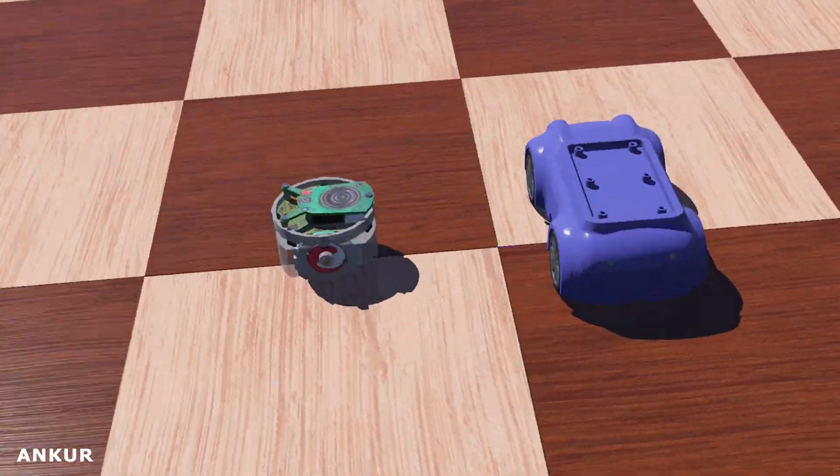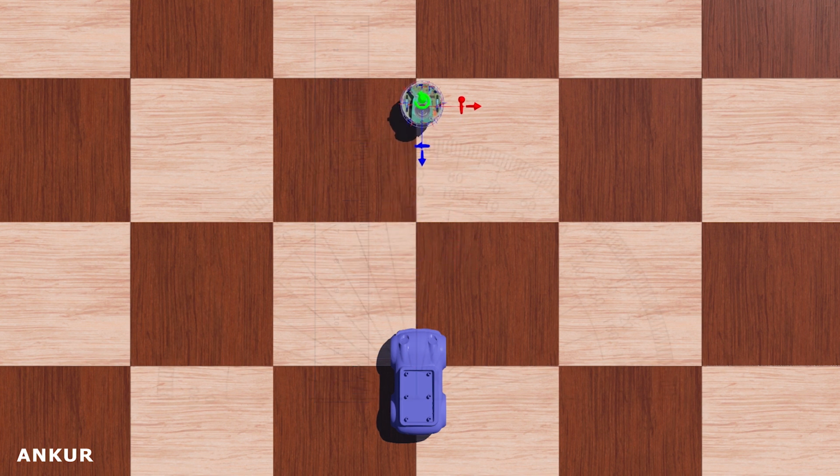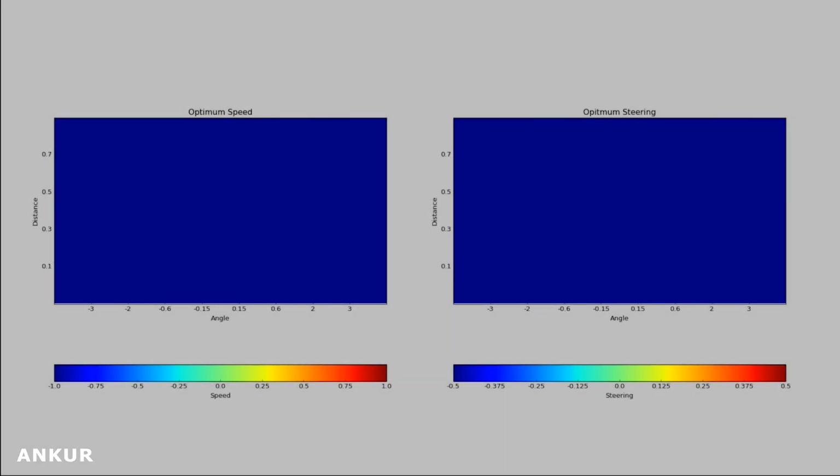I simulated a car and a goal in WeBot Simulator. The car knows the distance and angle to its goal. The reinforcement learning algorithm I use is Q-learning. This graphic represents the optimum steering angle and throttle for any given distance and angle to the goal. Initially, it is blank.